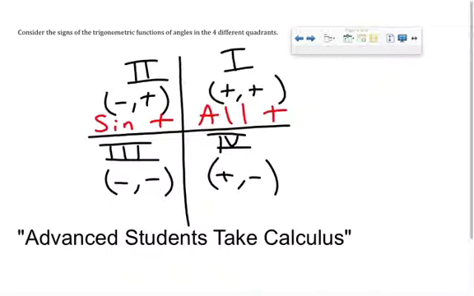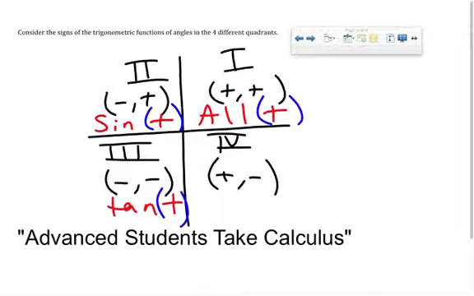In quadrant 3, when I take the y over the r, that'll be negative. When I take the x over r, that'll be negative. But when I take the y over x, that'll be positive. So that means that the tangent is going to be positive in this quadrant. And maybe you're starting to realize why I have this "advanced students take calculus" on the bottom of the board. If you haven't caught on to the joke yet, of course, I will clarify it.